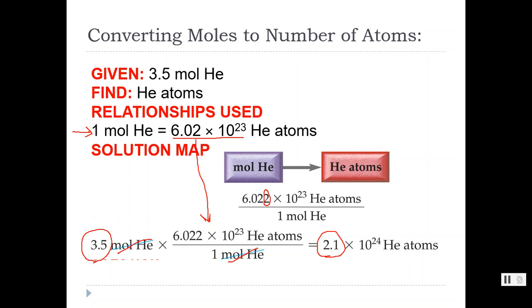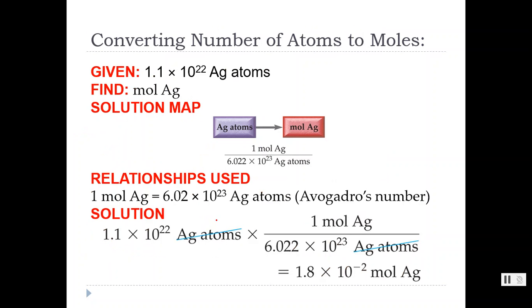So in this example, we went from moles of helium and we converted it to helium atoms. So you can probably envision that if you can go from moles to atoms, we can go from atoms to moles using the same relationship, Avogadro's number, but writing it so that Avogadro's number is in the denominator and moles is in the numerator. So in this example, I have a certain number of silver atoms, which I've written down here. I need to get to moles of silver.